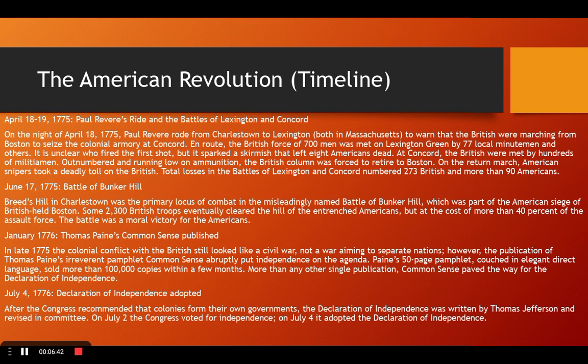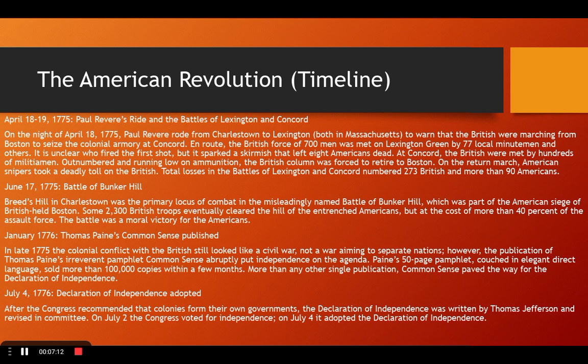At Concord, the British were met by hundreds of militiamen. Outnumbered and running low on ammunition, the British columns were forced to retire to Boston. On this return march, American snipers took a deadly toll on the British. Total losses in the Battle of Lexington and Concord numbered 273 British and more than 90 Americans.